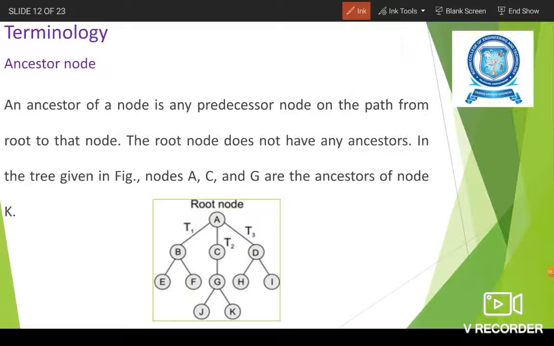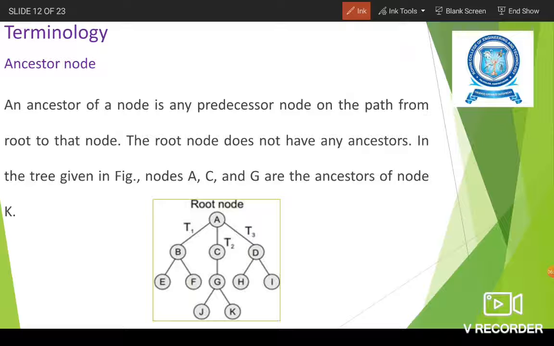What is an ancestor node? The ancestor of a node is any predecessor node on the path from root to that node. Okay. The root node does not have any ancestors.